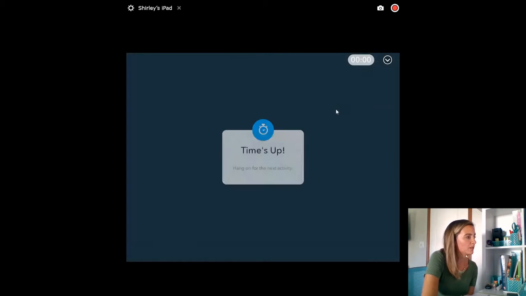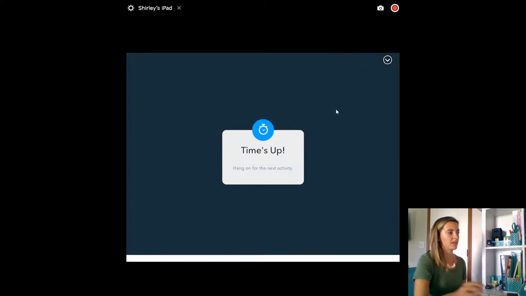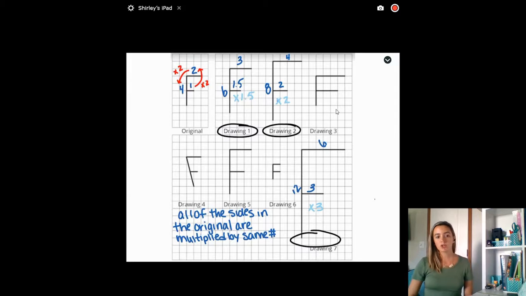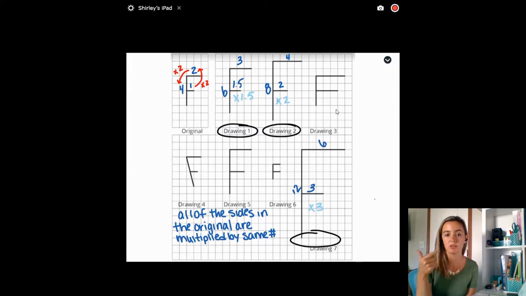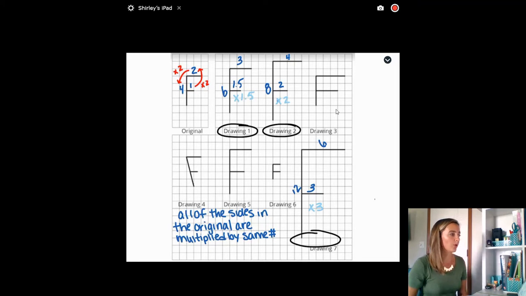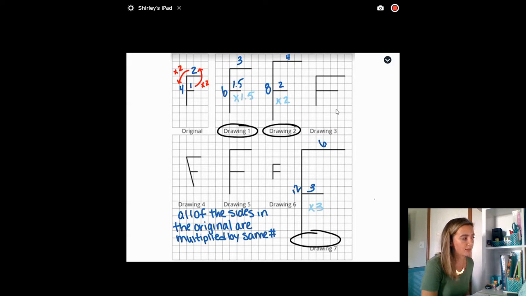Alrighty, so your time is up. So I'm going to share with you this screen. So you should have chosen drawing number 1, 2, and drawing number 7. So you can see here too some of the work I went through and wrote out to prove that items are scaled copies. For something to be a scaled copy of an original, it means that you can find some sort of pattern between the original shape and whatever the scaled copy is.